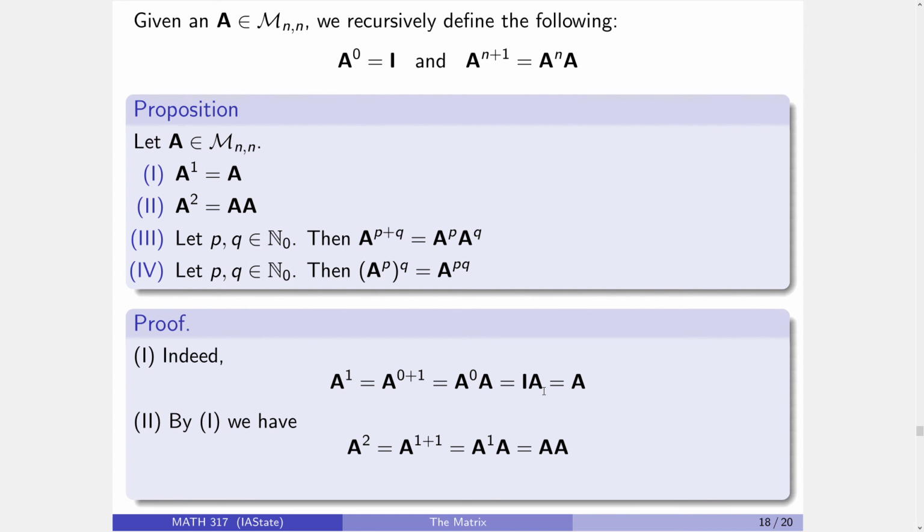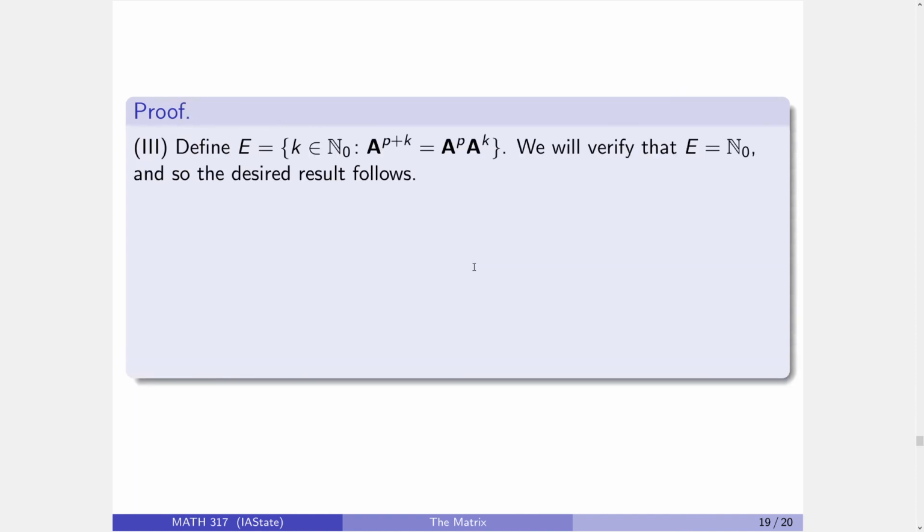Alright, so now we're going to prove 3 and we're going to prove 4, and very similar to a proof that we did early in the class, we're going to do these by induction. So I claim a to the p plus q is equal to a to the p times a to the q, so we'll set up the set of all k that have that property, verify that the set is all of the natural numbers, including 0, and so the desired result follows. So I'm going to do my version of induction here.